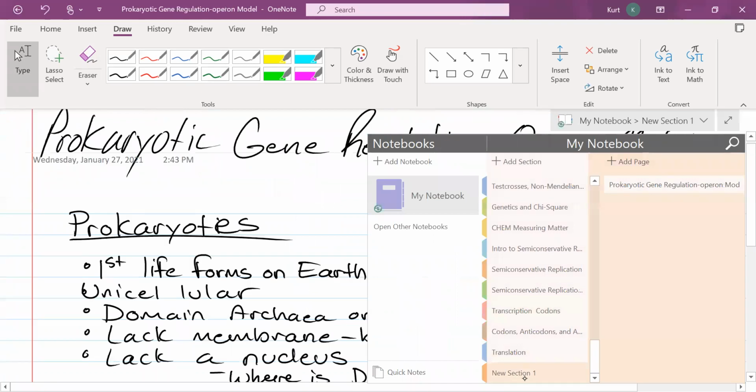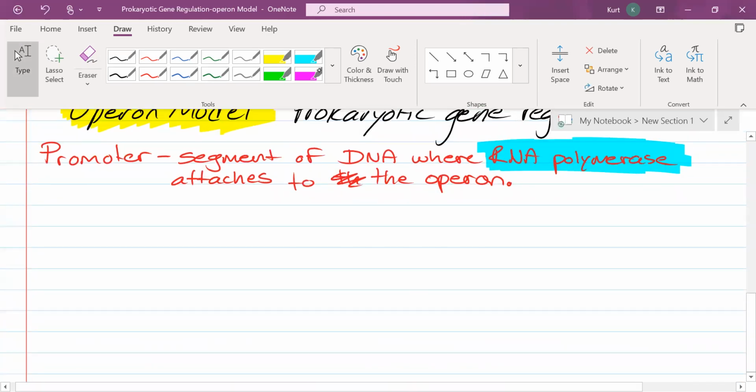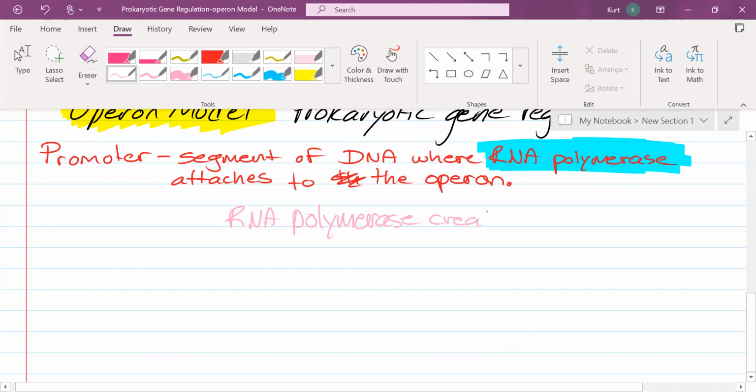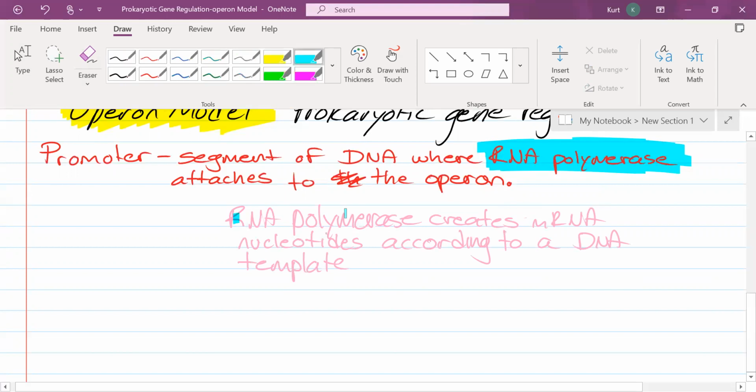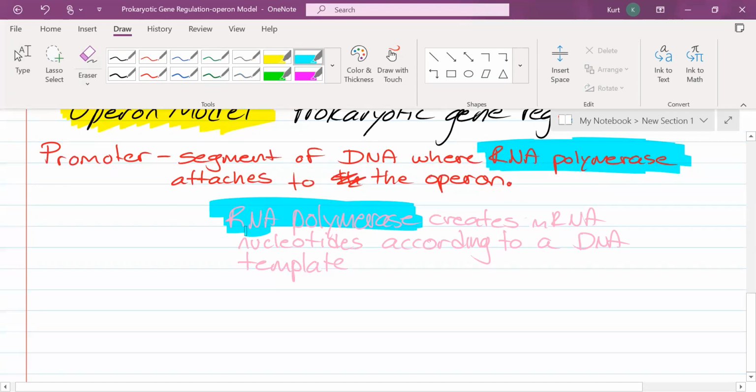So in case you forgot, RNA polymerase creates mRNA nucleotides according to a DNA template. Are we clear on what RNA polymerase does? Do we have a better understanding of what RNA polymerase does now? If I ask you tomorrow, do you think you'd be able to tell me? We'll find out. All right, next one is an operator.